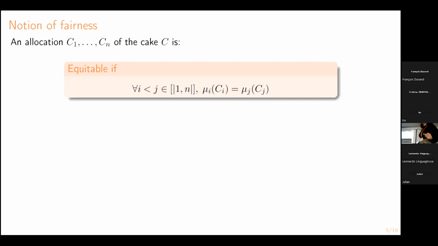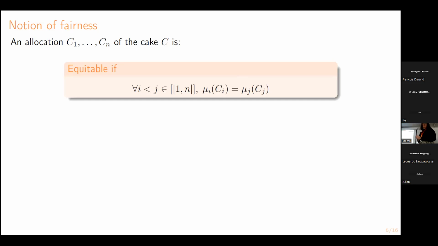The measure takes into account the amount of ingredients, more or less, that are in the part of the cake. It's how much an individual appreciates each part of the cake. Of course, depending on the ingredients of the cake, there will be different measures. But once you have the measures, you consider that you know every measure for every agent, and then you just forget what the cake looks like.